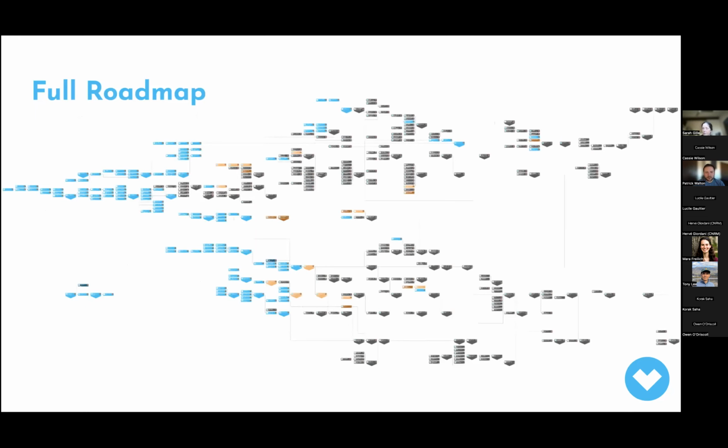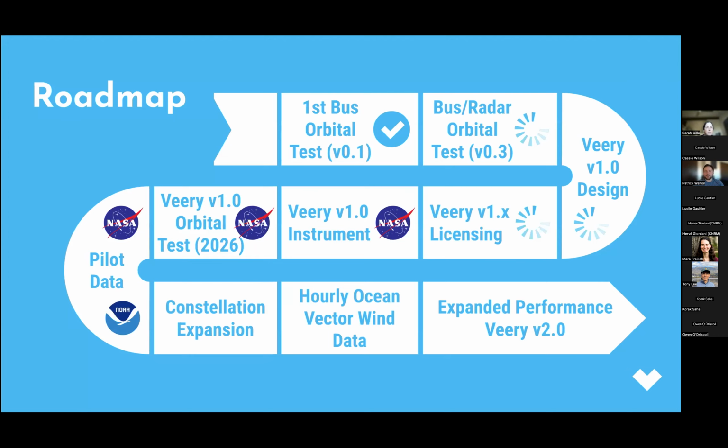So we have a large roadmap mapped out. We're making progress towards it. But a summarized roadmap here: I discussed some of that first orbital tests. We have licensing for this radar satellite, which demonstrates licensing for our later satellites. And then we'll be working through this process of finishing designing the new satellites, seeking funding for the instrument development and launch, and piloting data delivery to government and private customers and other stakeholders.